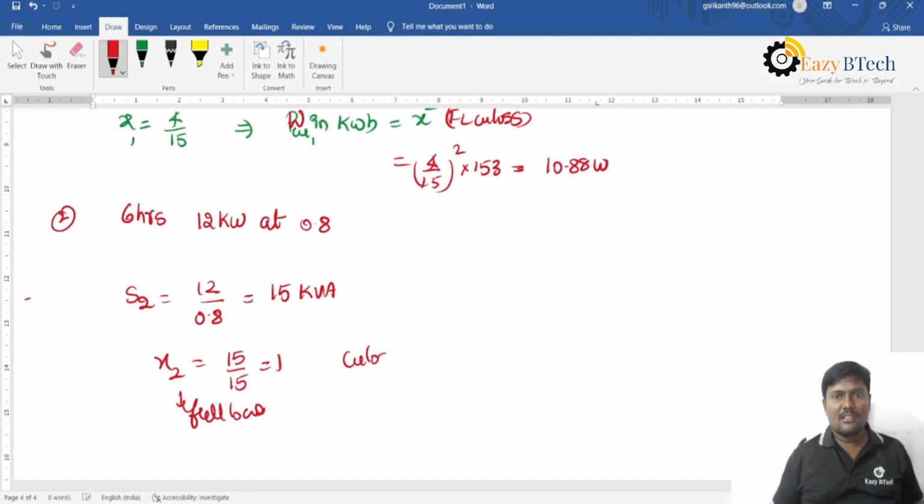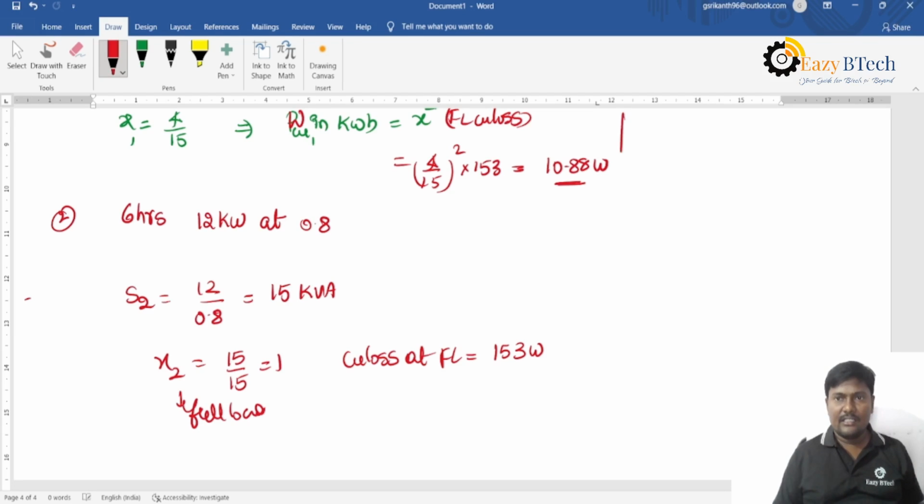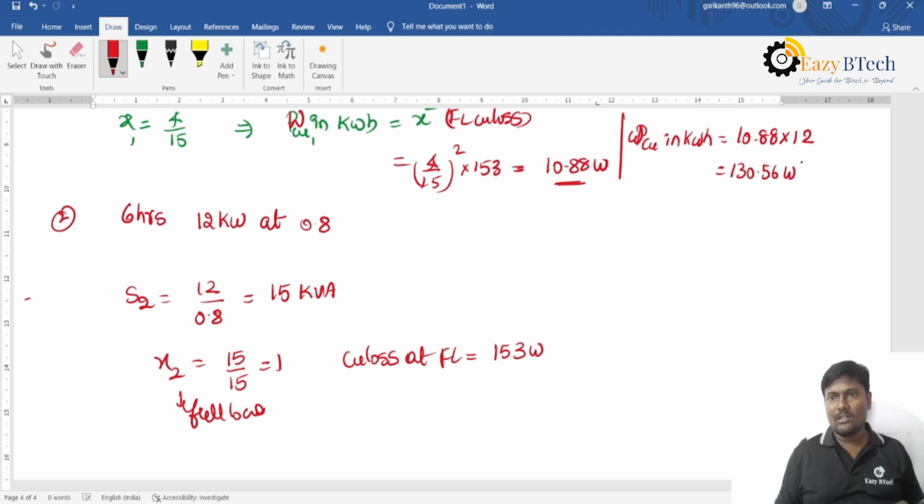The copper losses at full load is now 153 watts only. But this 10.88 copper loss in kilowatt hour is equal to 10.88 into how many hours? It is 12 hours. So 10.88 into 12, that is 130.56 watt hour.